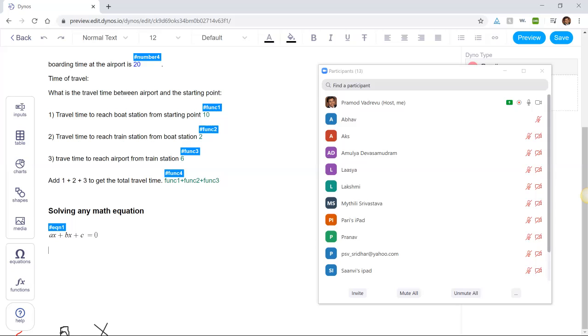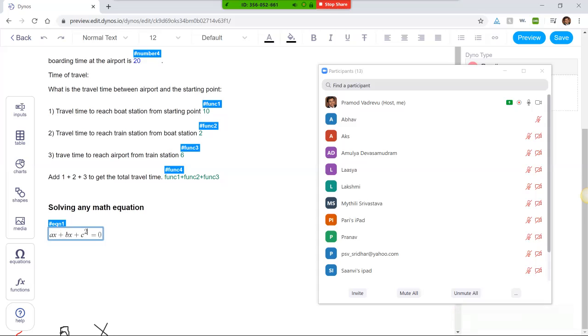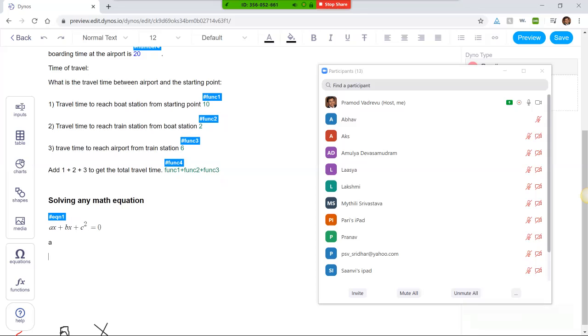If I give you the values of A, B, and C, okay, let's actually try it in a different way. Let's say you have all the values. Let's make this a little bit more complicated. Let's say you got ax plus bx plus c squared equal to 0. Now let's say you know the value of A, B, and C, and I also give you a value of X, right?